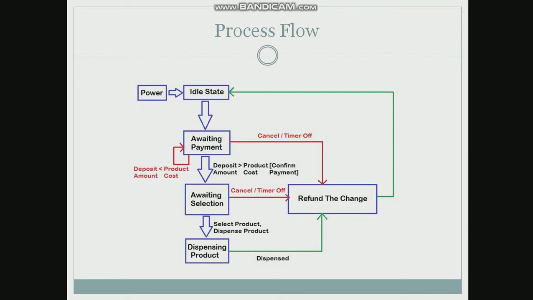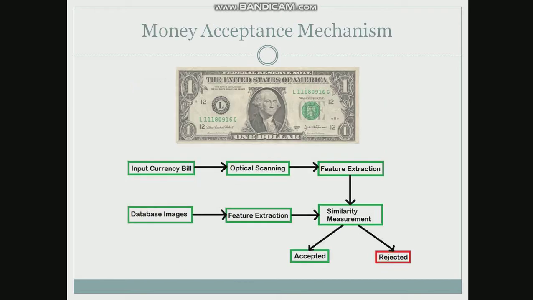In the next state, the selection of the product is required, which leads to dispensing the product followed by refunding of the change. If at any state of this process the timer runs out or the consumer cancels the process, the change is automatically refunded. The money acceptance mechanism of the vending machine includes bill or currency acceptance and coin acceptance mechanisms, apart from the typical digital card payment.